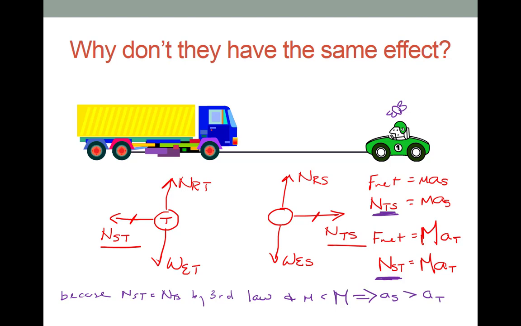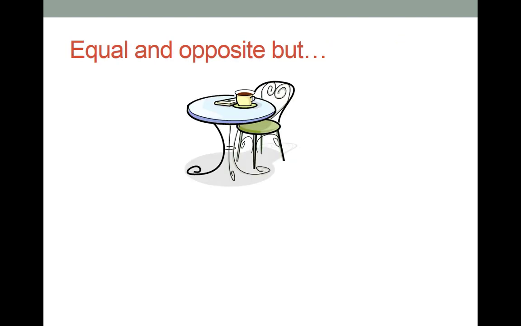Okay, so now remember what third law says. The third law says that we have forces that are equal in magnitude and opposite in direction. So let me set up this example. Here we have a cup sitting on a table, and I'm going to look at the free body diagram of that cup. So we have a normal from the table on the cup, and we have the weight of the cup going downward.